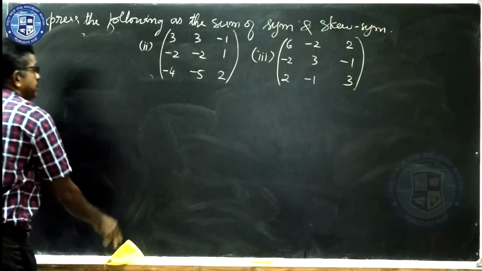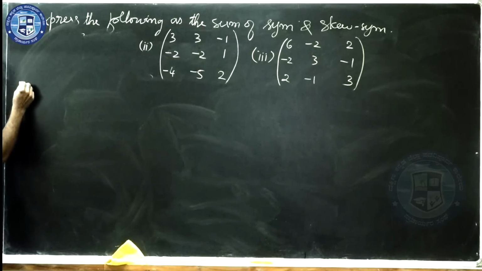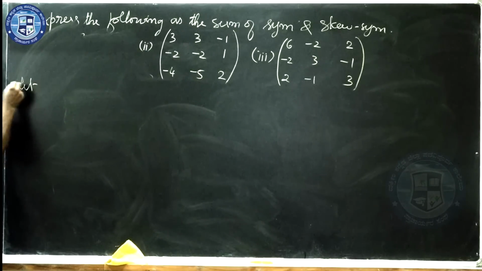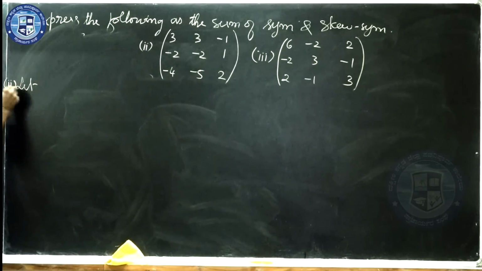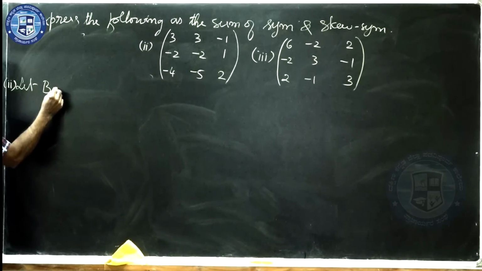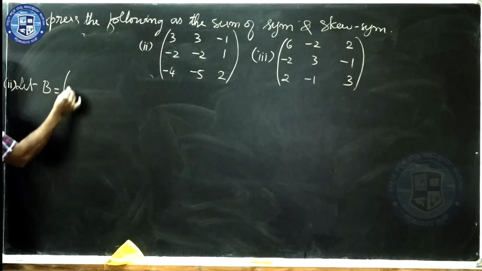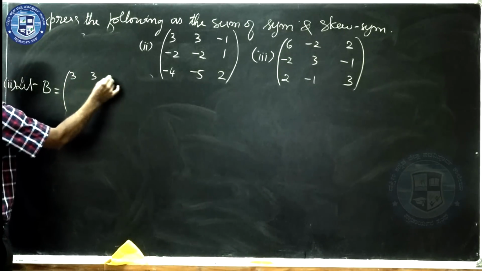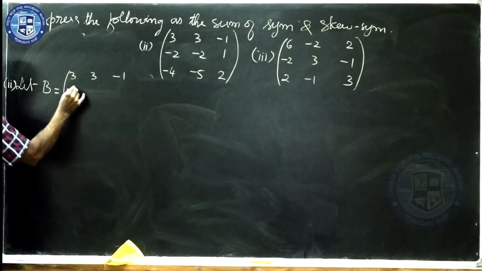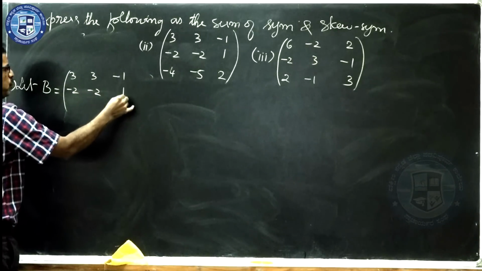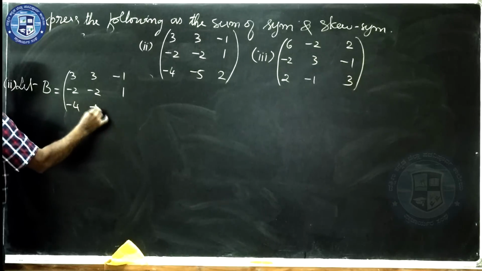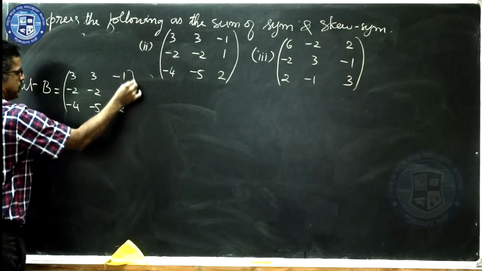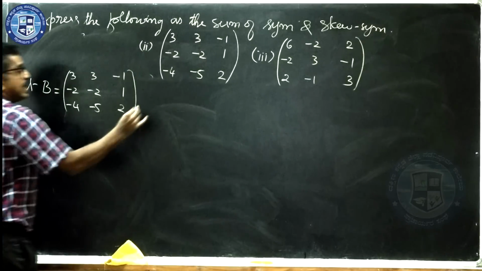So, what do you expect? Second one. So, let B be the given matrix. What is the given matrix B? It is 3, 3, minus 1, minus 2, minus 2, 1, minus 4, minus 5, 2. Now, what is its transpose?